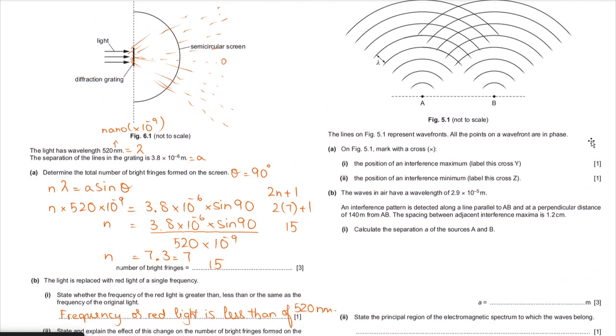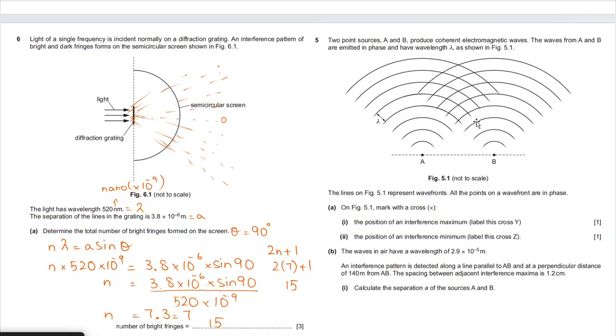Okay, there is one more question along with this. I think you wanted to see and do this one. Now they say that two point sources A and B produce coherent electromagnetic waves. Coherent means they have a constant phase difference, so their amplitudes, wavelength, speed, everything is the same. Waves from A and B are emitted in phase and have wavelength lambda. The lines on figure 5.1 represent wavefronts. All the points on a wavefront are in phase. On figure 5.1, mark with a cross the position of an interference maximum.